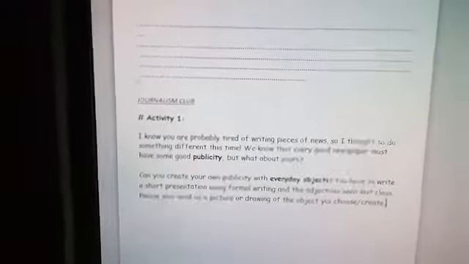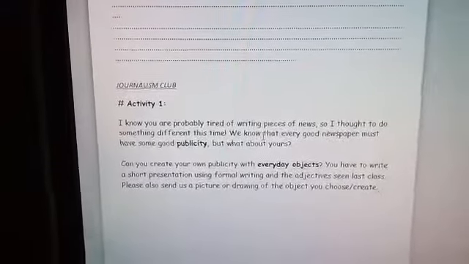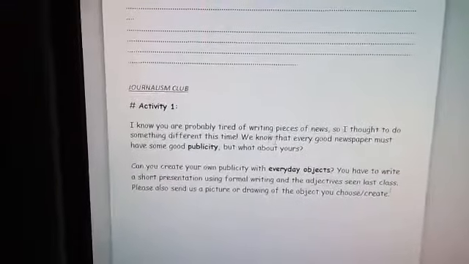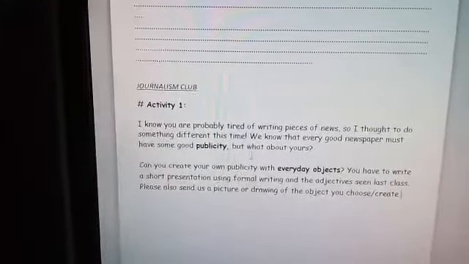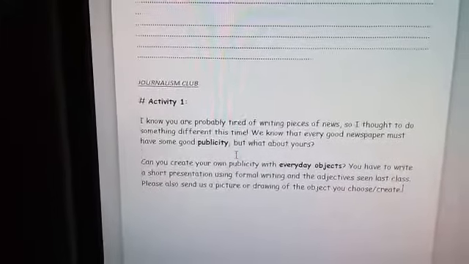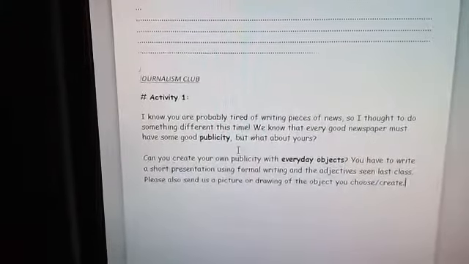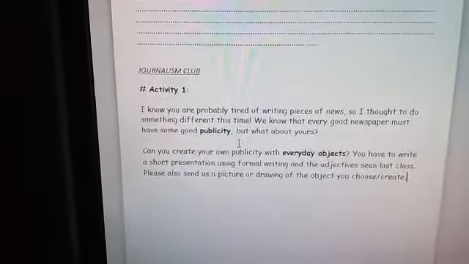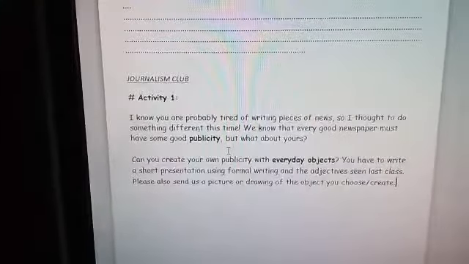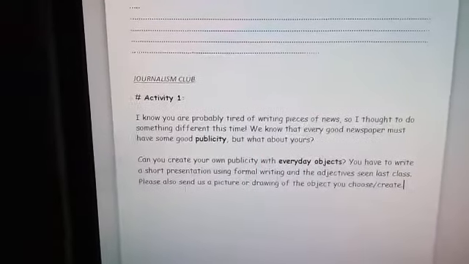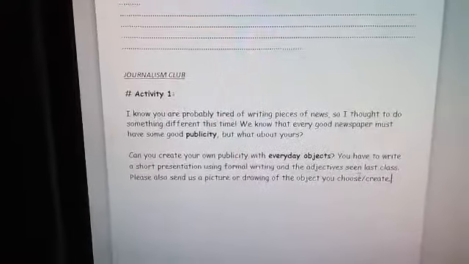And for the last activity, since I know you're probably tired of writing pieces of news, I thought to do something different. We know that every good newspaper must have some good publicity. But what about yours? Can you create your own publicity with everyday objects? I think you did something similar to this last year with Paula. You have to write a short presentation using formal writing and the adjectives seen last class.